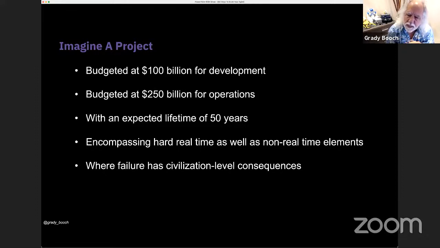It has hard real-time as well as non-real-time elements. So when I speak of hard real-time, it means you slip a bit and things go awry. Indeed, failure in this particular situation has civilization-level consequences. This is the reality of the project I'm on, and we're attempting to apply agile methods to it. So we'll talk about this a little bit along the way. I'll offer some other war stories, but this is agile at scale. And it is indeed a challenging one, but I'm happy to report it is indeed possible.